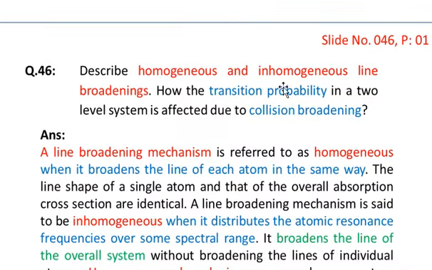Question is, describe homogeneous and inhomogeneous line broadenings. How is the transition probability in a two-level system affected due to collision broadening?